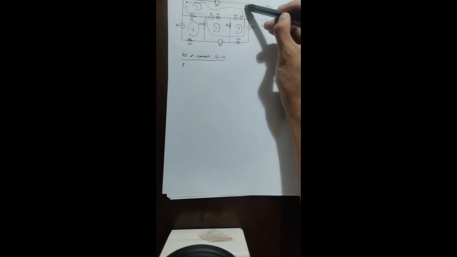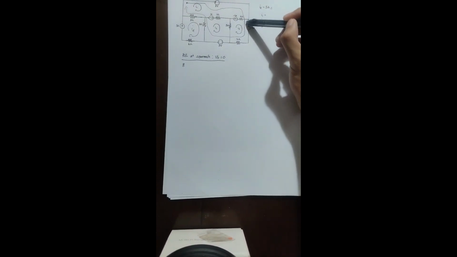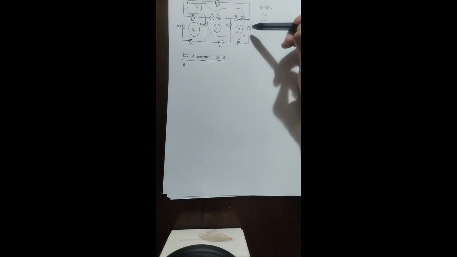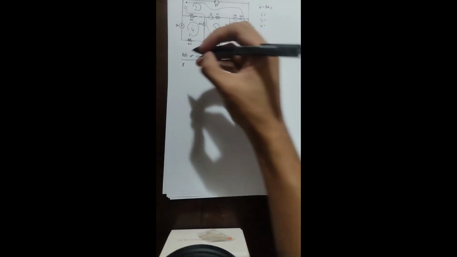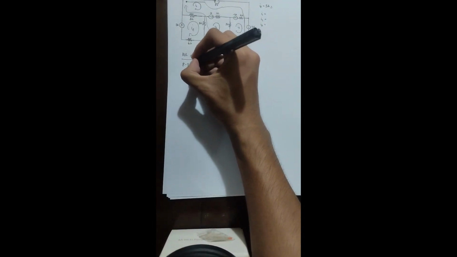Then as we continue here, we see a voltage source again. So here we go in the negative part of the voltage source, meaning our 2 volts is negative. So here we write -2.